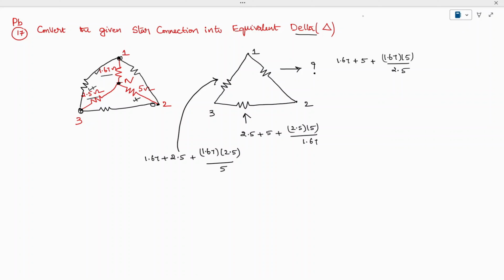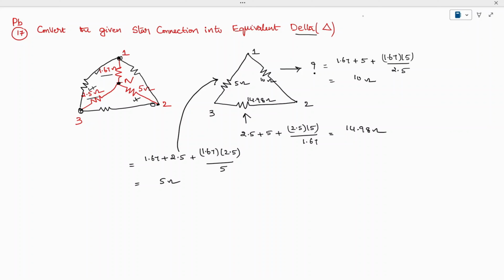Use your calculator, then you can find this value. So this value is nothing but approximately 10 ohms, and this you are going to get as 14.98 ohms, and this, if you do with your calculator, you are going to get as 5 ohm. So this is 5 ohm, this is 10 ohm, this is 14.98 ohms.